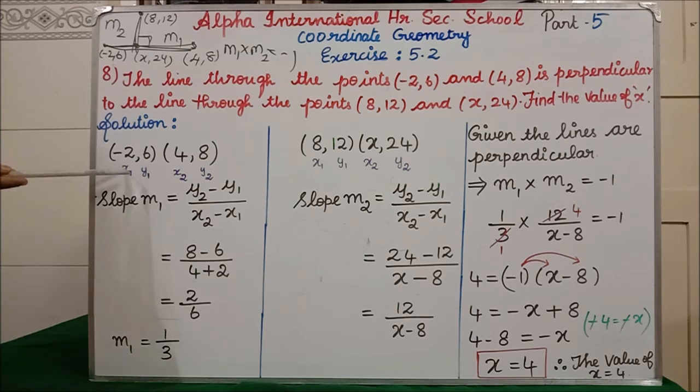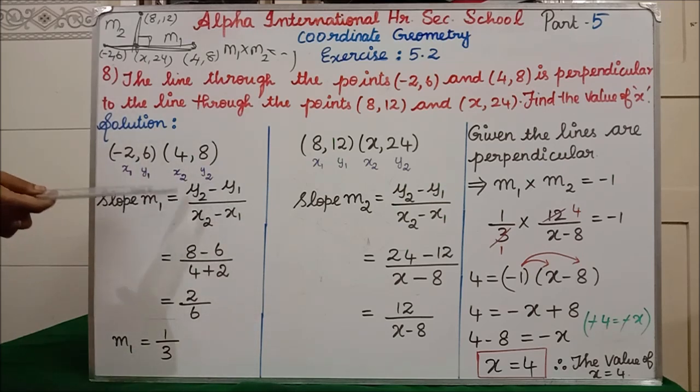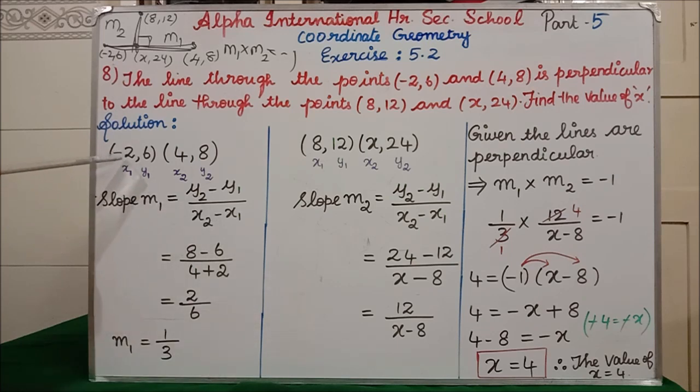See, the first points are -2, 6 and 4, 8. The 2 point formula we all know. We have to take x1, y1, x2, y2. We have to just substitute. y2 value is 8, y1 value is 6, divided by x2 value 4 minus x1 value -2, so plus 2. So 8 minus 6 is what? 2. 4 plus 2 is 6. m1 is equal to 1 by 3.